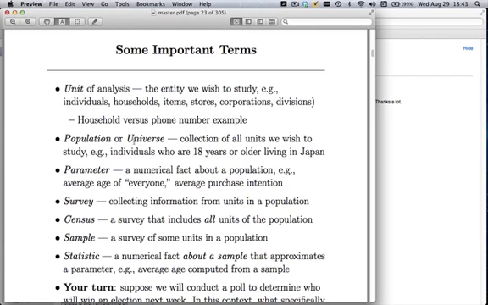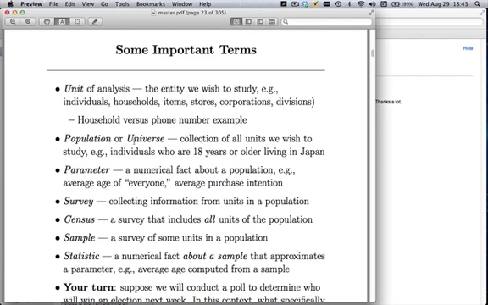I'm using that word target because in marketing we often segment a market and then target one of the segments, and we talk about a target segment. Well, that target segment usually corresponds to our population that we're trying to get to know. Okay, now the fundamental question of statistics is as follows.